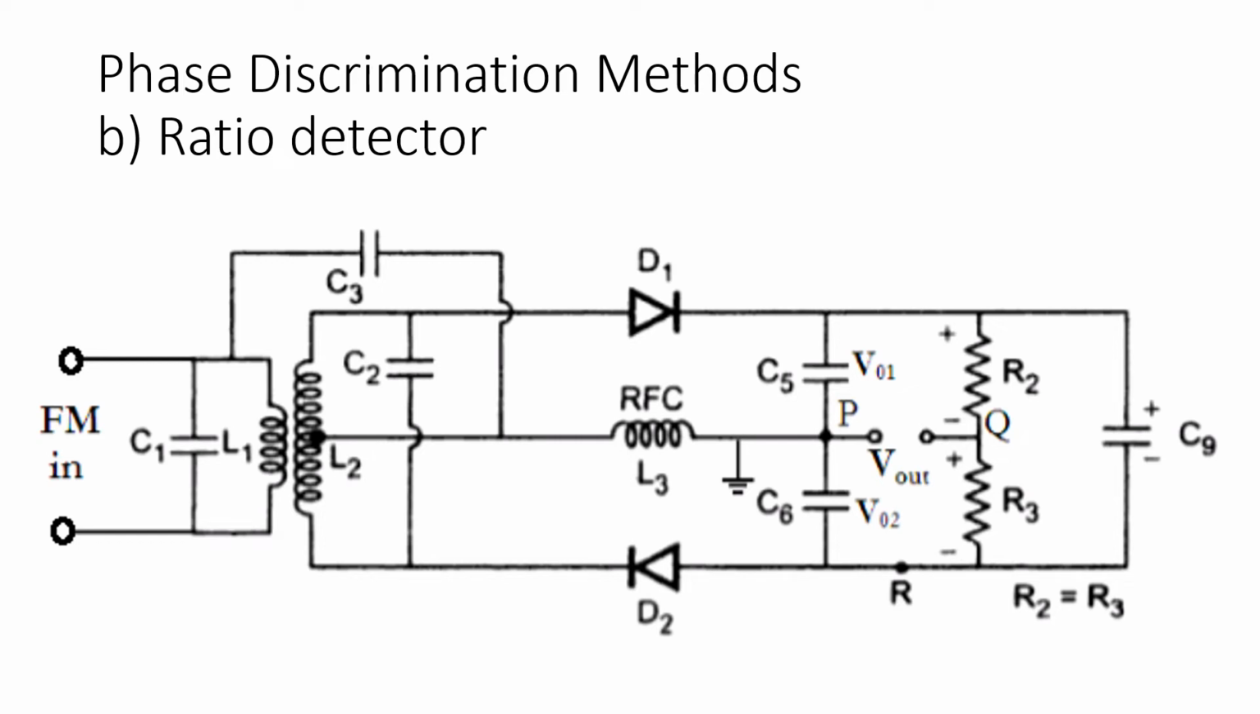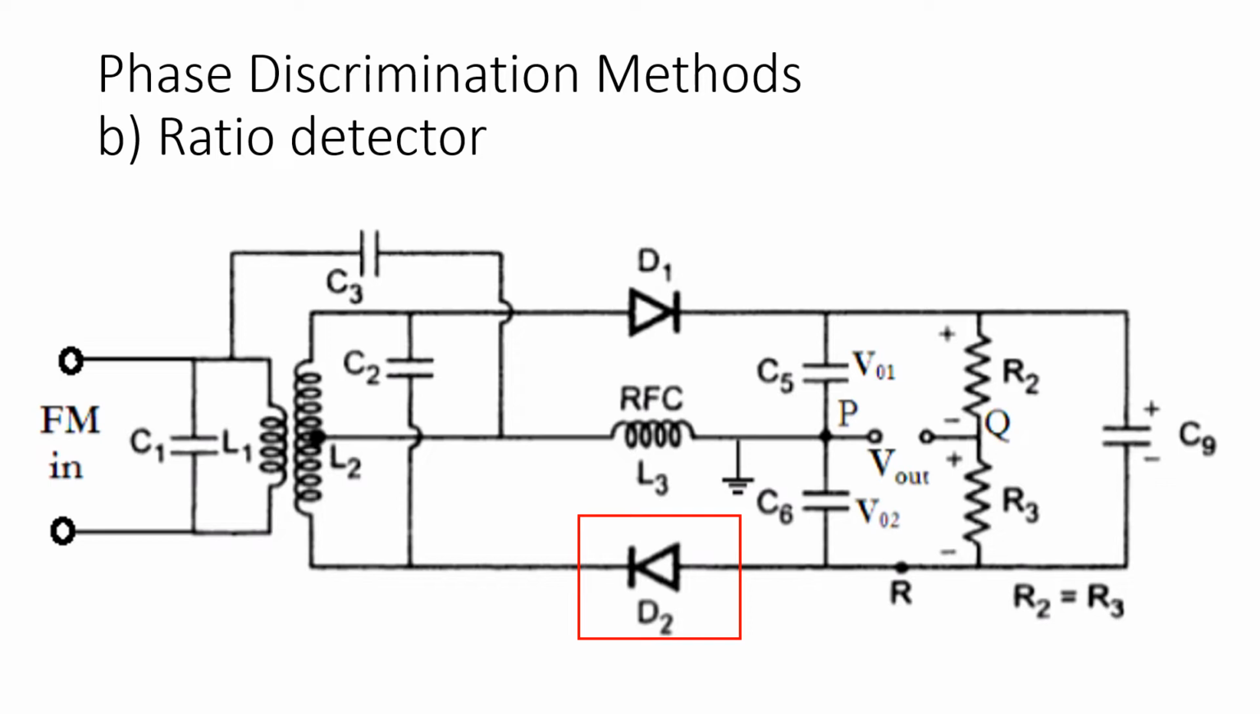This is the circuit diagram of ratio detector. At first place, it looks similar to the Foster-Seeley discriminator, but we have to note down the differences. The first difference is the polarity of diode D2. It is opposite than in the Foster-Seeley discriminator.